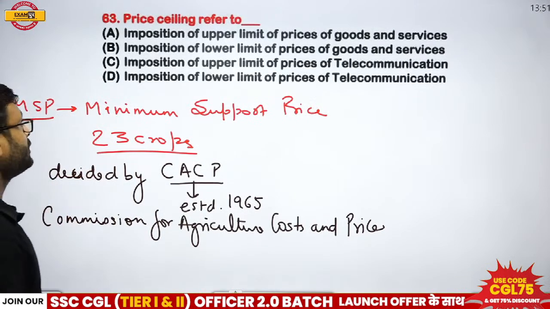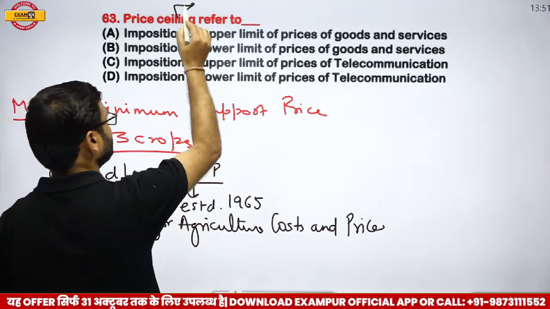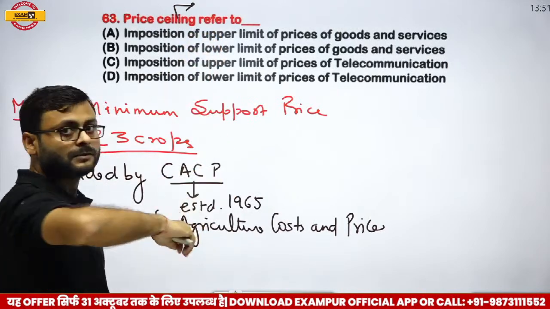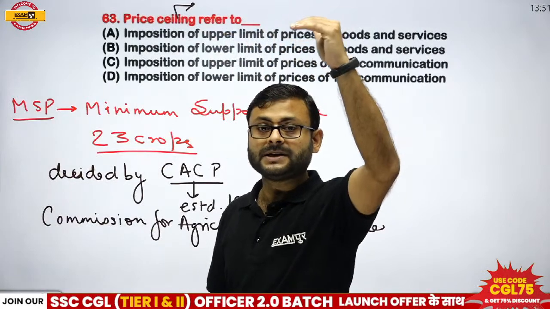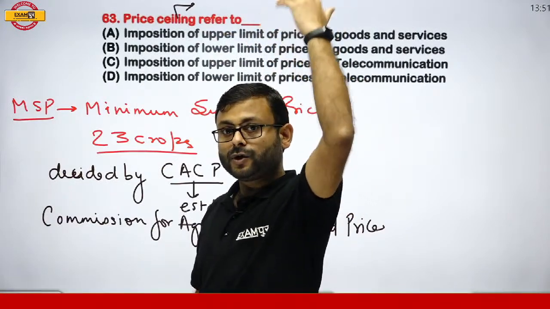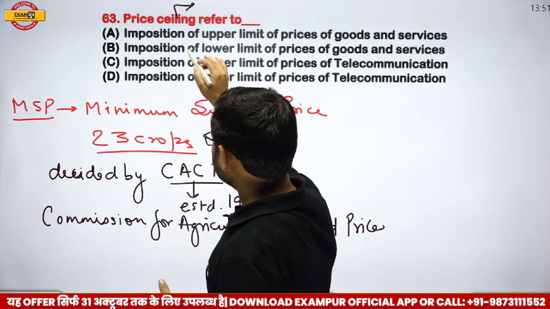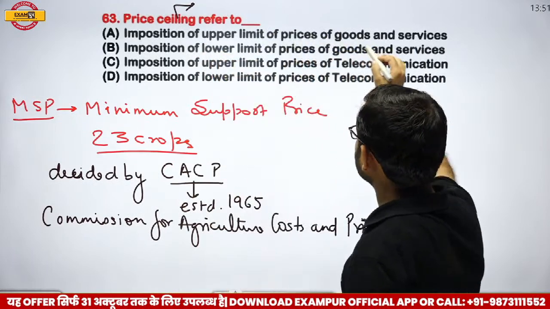And when we are talking about the price ceiling, ceiling is the upper price out of which you cannot go. Here it is known as imposition of upper limit of prices of goods and services.